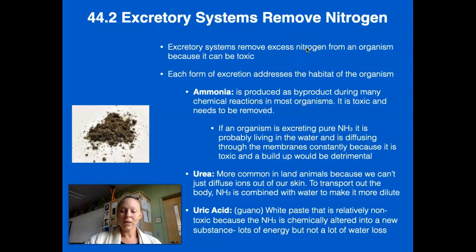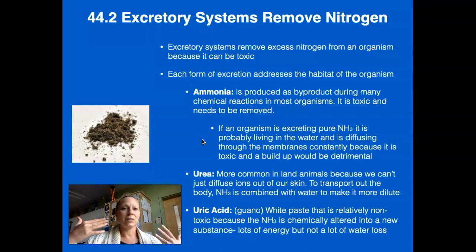Why is it toxic? Because nitrogen can form ammonia, and ammonia is a toxic substance, and it needs to be removed. And so there are different methods of removing this ammonia. If an organism is excreting pure ammonia, it's probably living in the water. It can just diffuse right out. The second that it is present in the organism, it can diffuse out. And so you don't need a system to transport it out, and you don't need to dilute it.